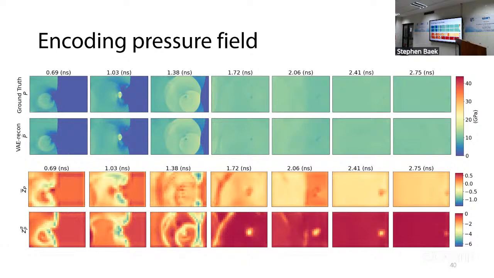As you can see on the top, we have the ground truth pressure field, and in the bottom, we have the VAE reconstruction. Again, we are encoding the original pressure field into a lower dimensional space, and that lower dimensional representation is used to reconstruct the original pressure field. You can see that between the reconstructed version and the original pressure field, there's virtually no difference. So it's a very good reconstruction result.